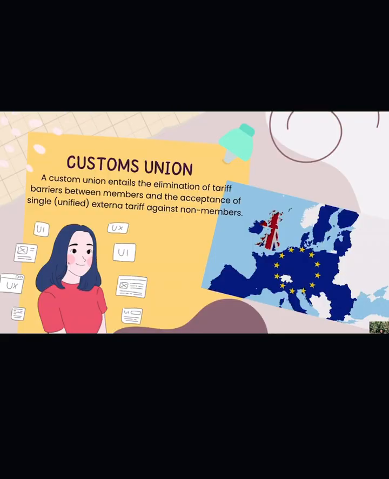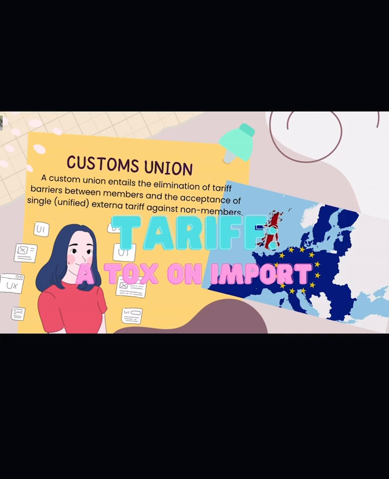Let's go to another form, which is the customs union. A customs union entails the elimination of tariff barriers between members and the acceptance of a single external tariff against non-members. Tariff means a tax on imports, or a tax or duty to be paid on a particular class of import or export.